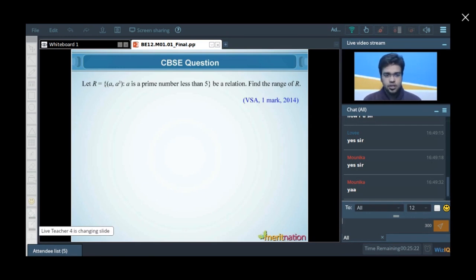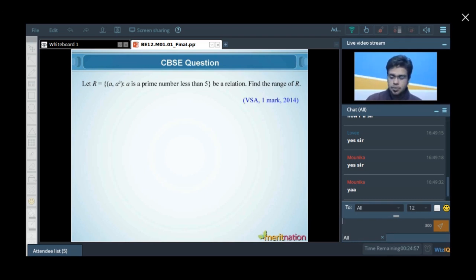So let's look at this question. Our first question: let R be a relation from a comma a cube such that a is a prime number less than 5. Now R is defined as a relation a comma a cube, where a is a prime number less than 5. Now you need to calculate the range of R.